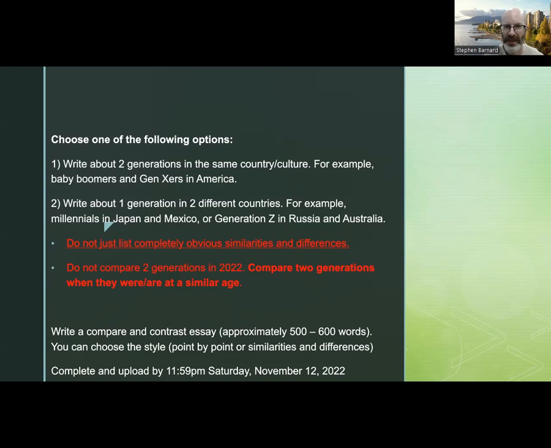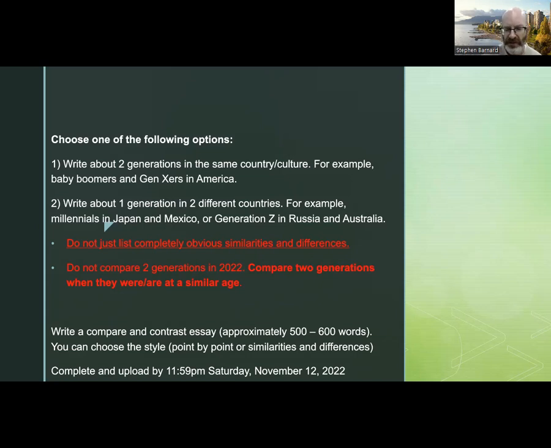Also, don't compare 2 generations in 2022. Let me say that again. Do not compare 2 generations in 2022. For example, if you do option 1, do not tell me that Generation X did not have modern technology. Generation X had the modern technology of Generation X. In their context, it was modern. Generation Z has different technology.